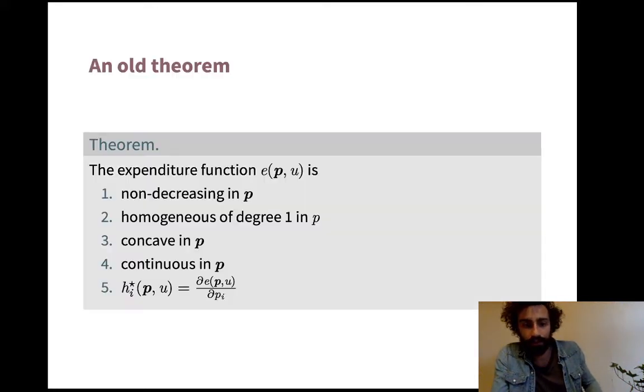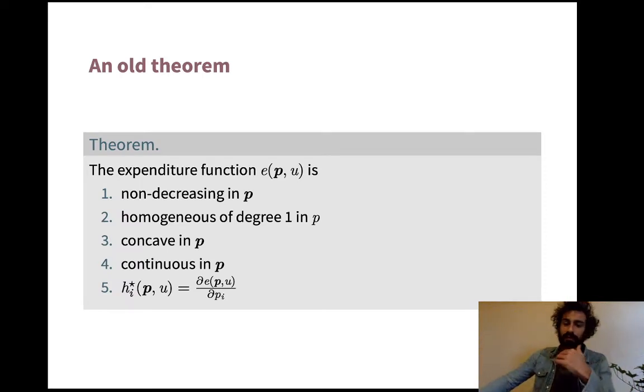Now, I had this old theorem floating around from weeks ago. Remember something about the expenditure function, and it was non-decreasing in P, it was homogeneous of degree 1, it was concave, continuous, and so on. Hicksian demand is the derivative of the expenditure function with respect to prices. And this is a very nice theorem. It had a lot of informational content in it. We went over a lot of things here.